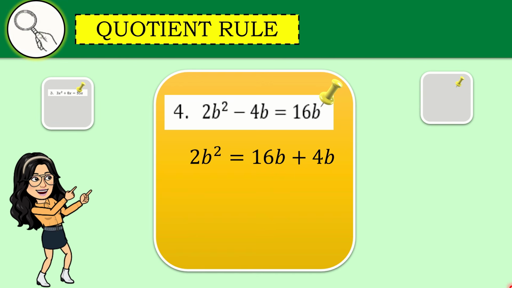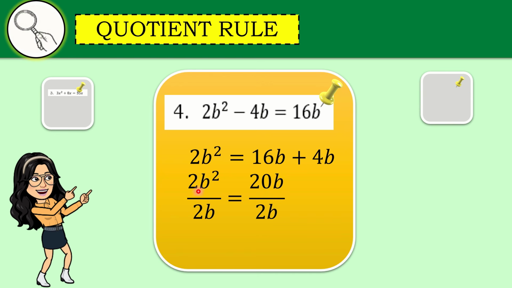So we added to both sides of our equation positive 4b here, and we added positive 4v. So this would now be our next line. After that, we are going to combine like terms. So that will give you 2b squared is equal to 20b.